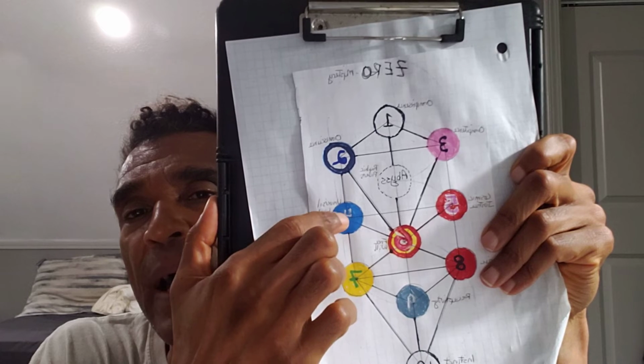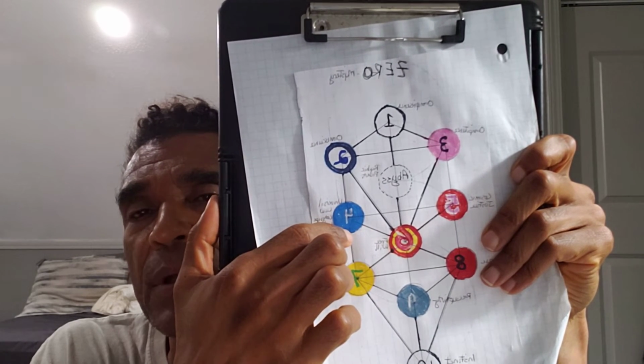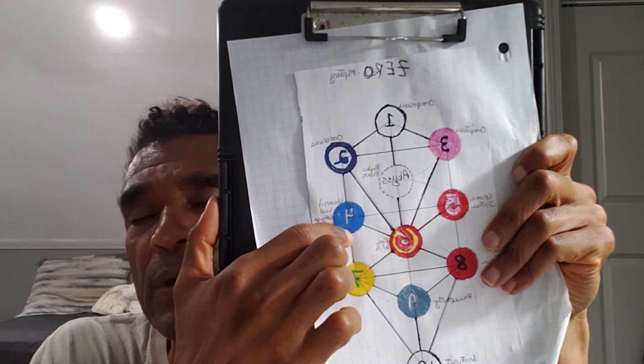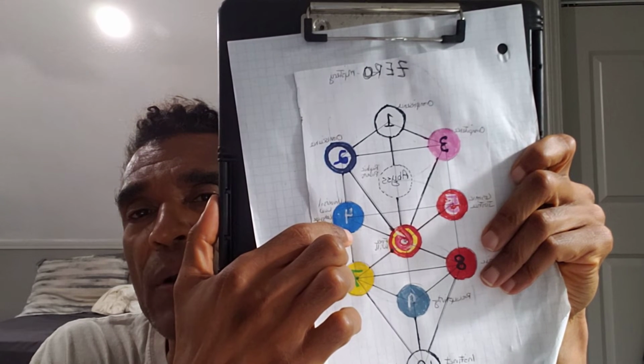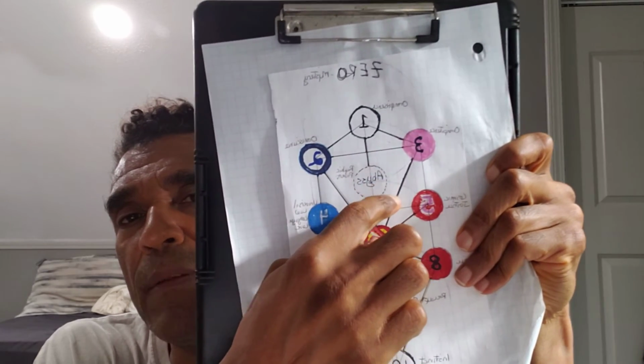But basically, by understanding the universal law and the universal principles, we are able to make better decisions about our lives and to have more agency with our lives.